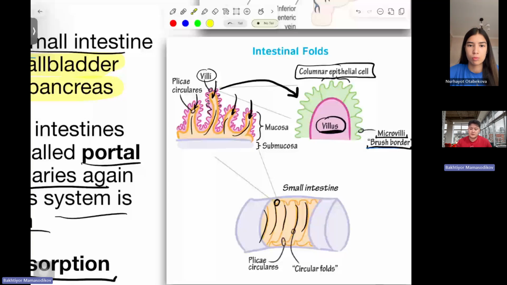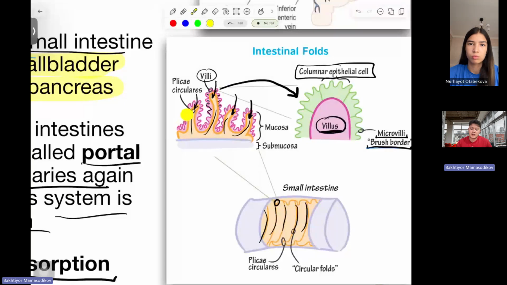So these are the folds, and those folds are for absorbing more and more proteins, lipids, and carbs, the majority of them, because when they extend to the inner part of the small intestine, this is also extra surface to get more and more nutrients, okay? But it's not enough.